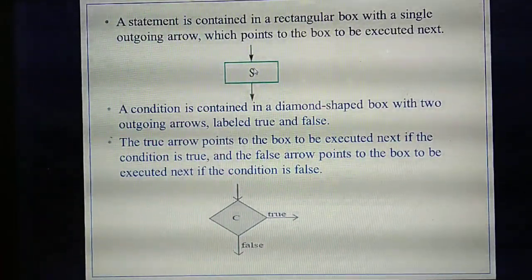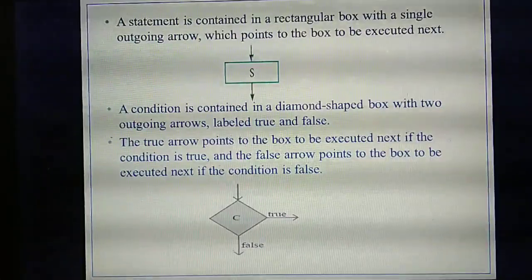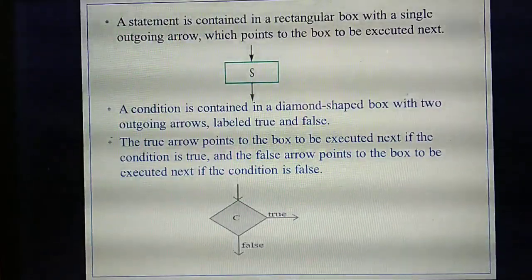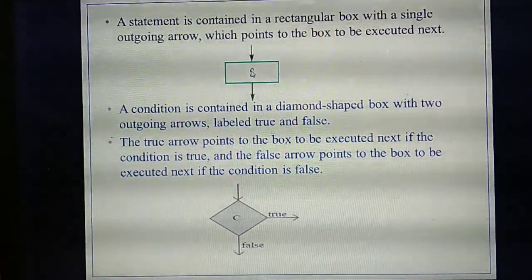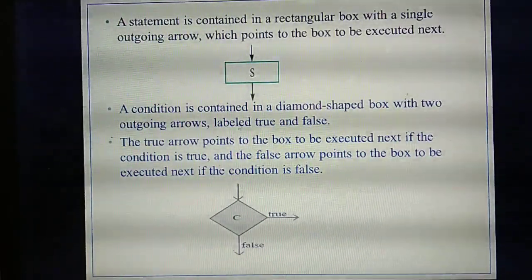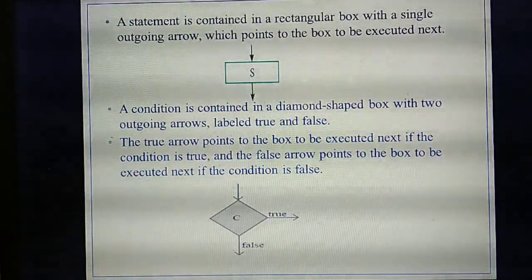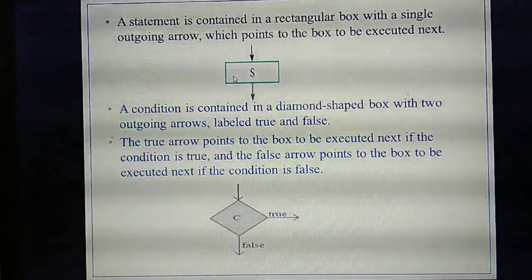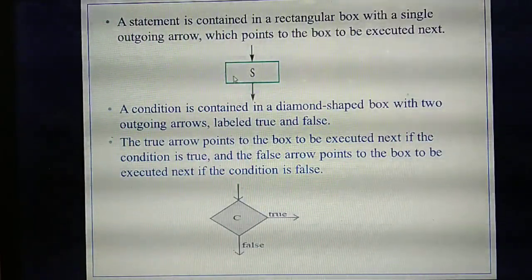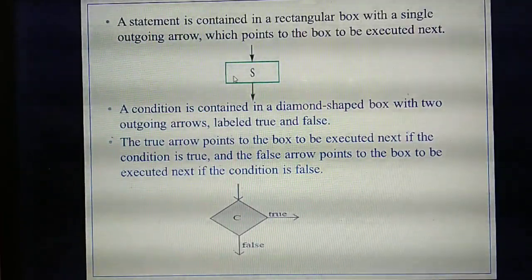Yes. Also, this rectangle box will have a single outgoing arrow. See, the arrow is entering here as well as the arrow is going outside. So this rectangular box will have one outgoing arrow. Okay. What's the meaning of this? First this box needs to execute, then the arrow goes to the next box, so the next box needs to be executed. So what's the use of this arrow? It will point to which box needs to be executed next. Understand?